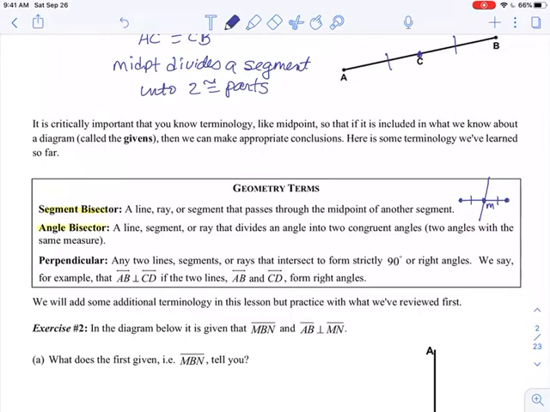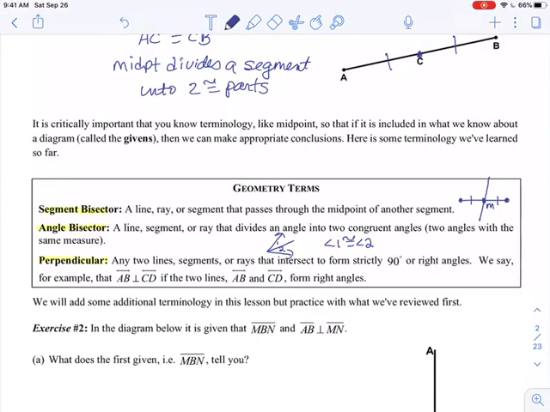An angle bisector cuts an angle in half. So if you have an angle, and this line right here cuts it in half, then I can just say that angle 1 is congruent to angle 2. So a segment bisector results in two congruent segments. An angle bisector results in two congruent angles.